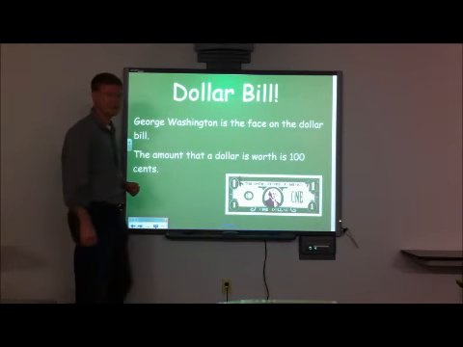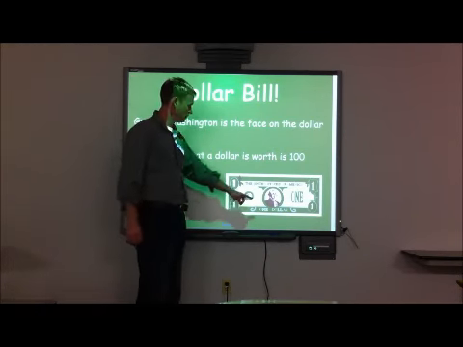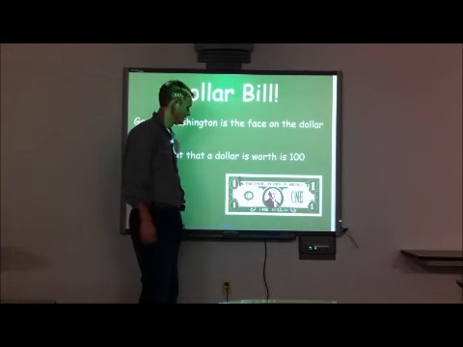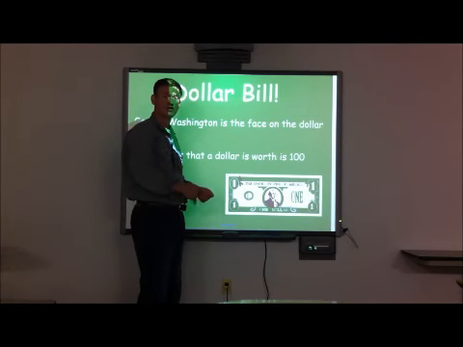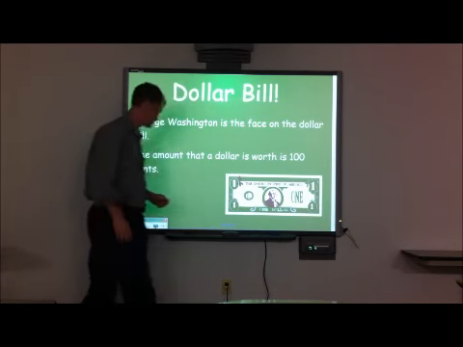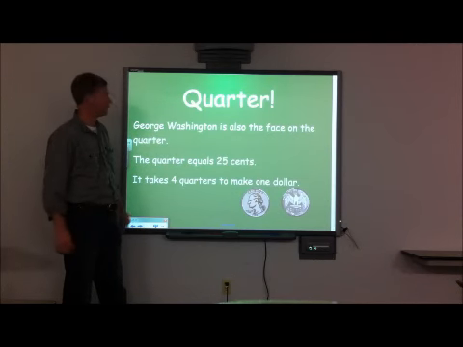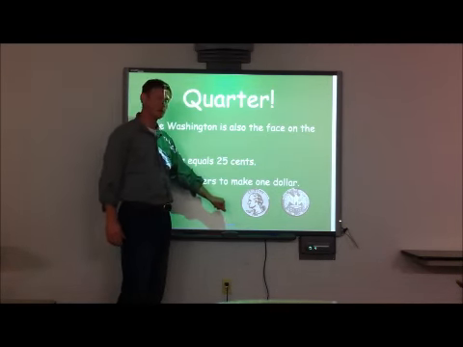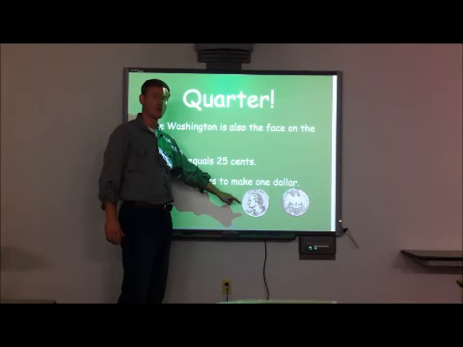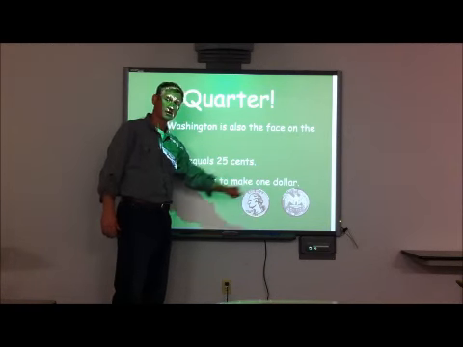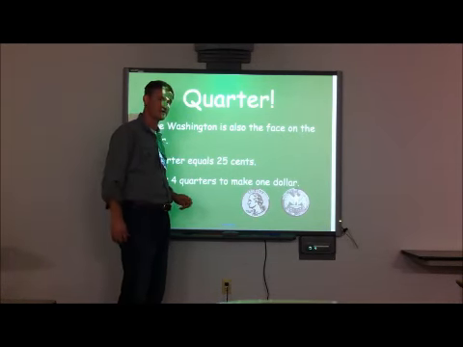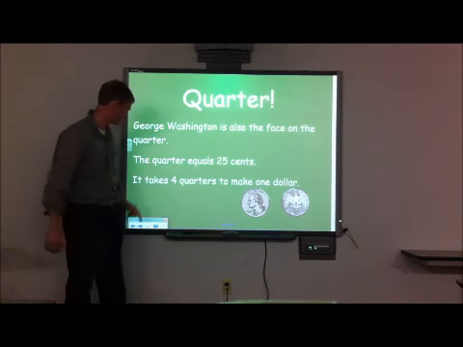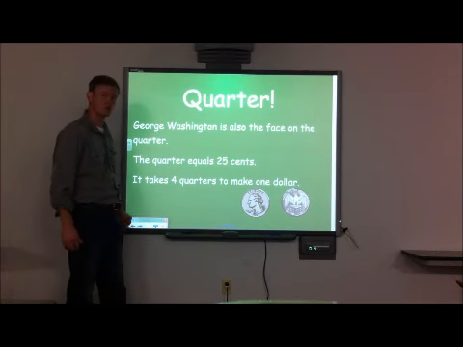We will begin with the dollar bill. Our dollar bill on the front has George Washington, and this dollar bill is worth 100 cents. Second, we move to the quarter. George Washington is not only on the dollar bill, but also on the quarter, which is heads and tails, and our quarter is worth 25 cents. Let's say 4 quarters will make $1.